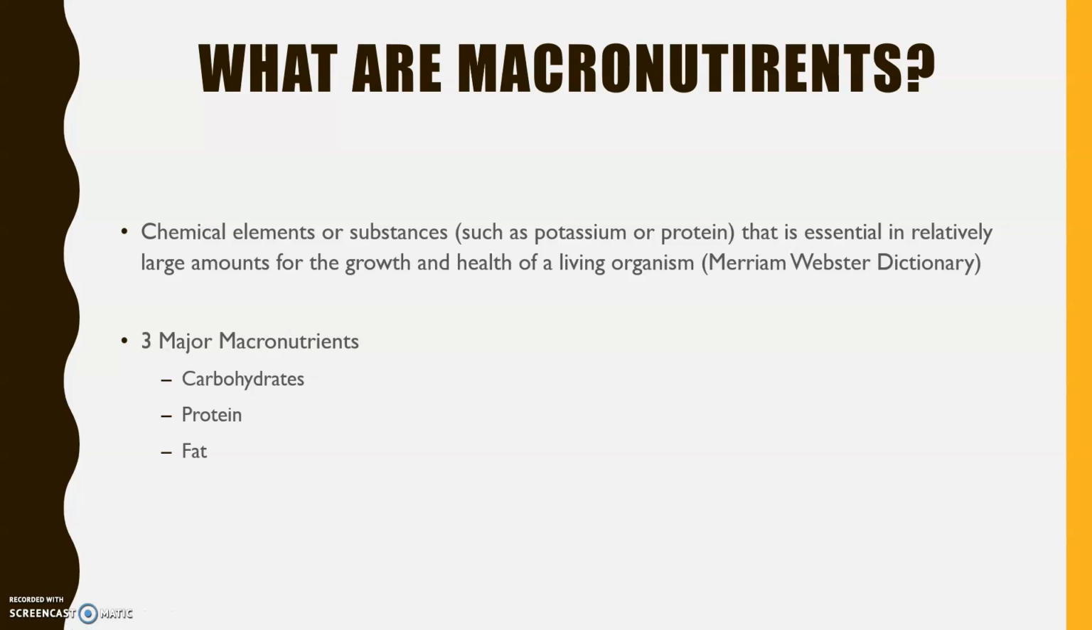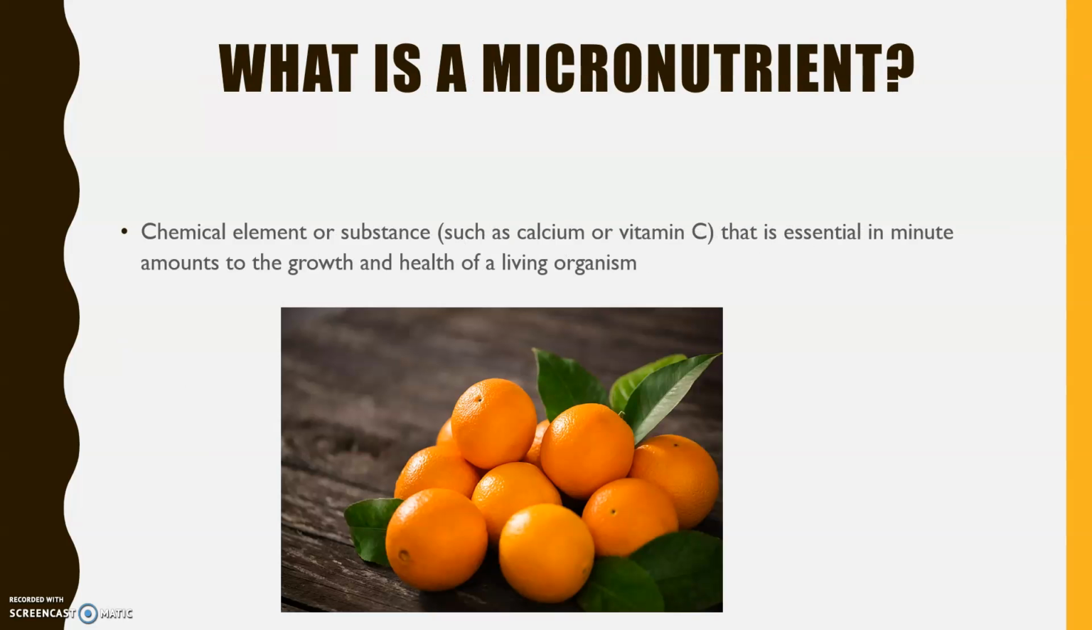Macronutrients, according to Merriam-Webster Dictionary, are chemical elements that are essential in large amounts for the growth and health of a living organism. The three major macronutrients that we're going to talk about mostly today, because that's what you use to, quote, track your macros, are carbohydrates, protein, and fat. A micronutrient, just to give you an idea of the difference between macro and micro, is essential in smaller amounts for growth and health of a living organism. So you need less of this than you do those other three. So vitamin C, calcium, and others.